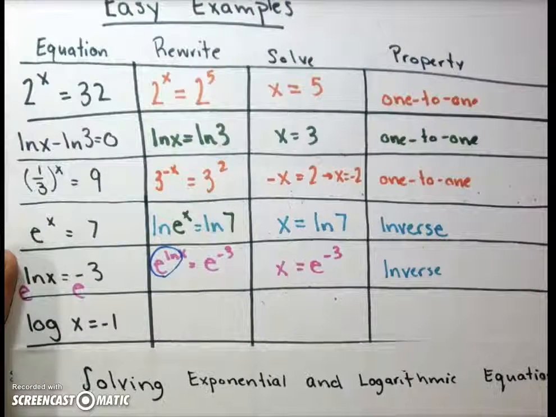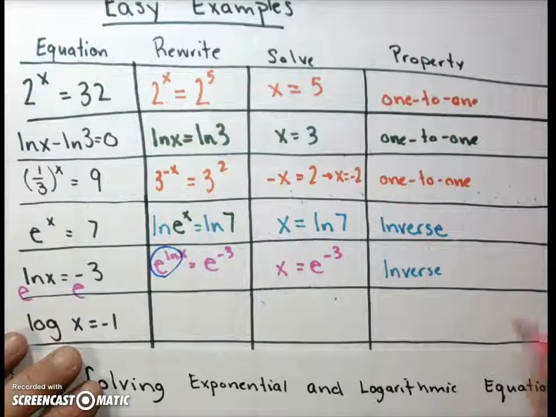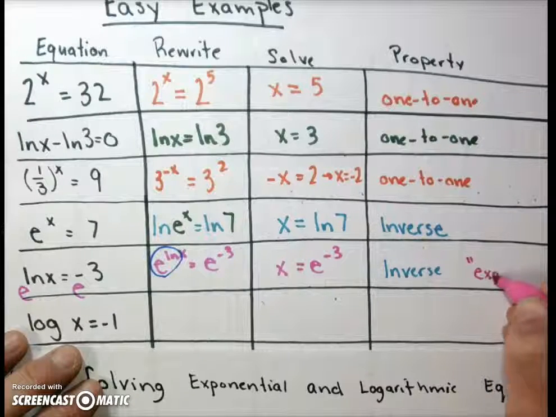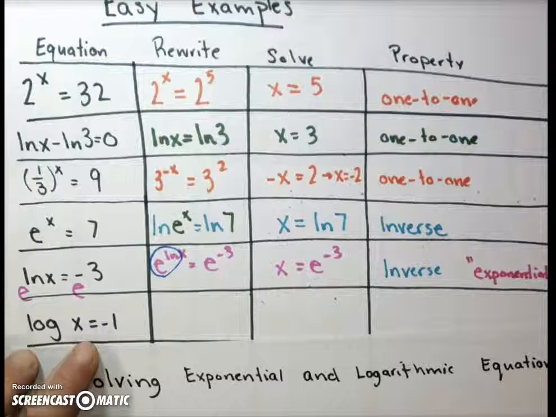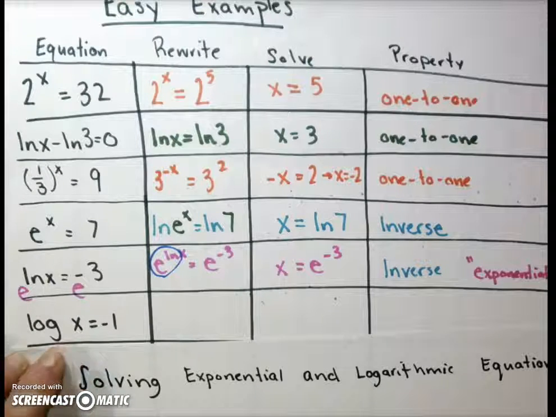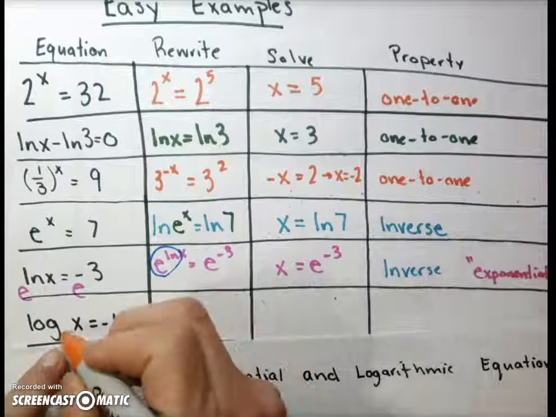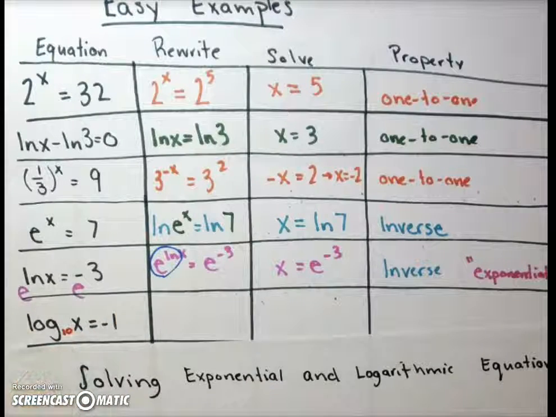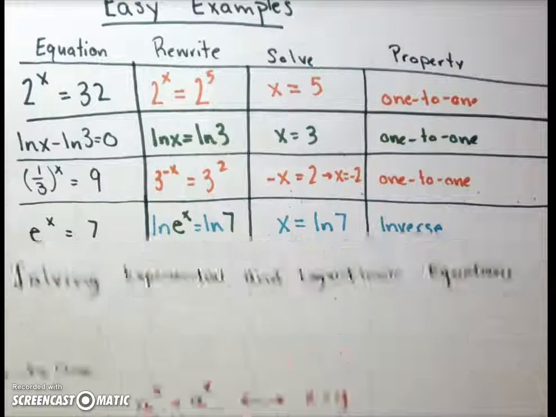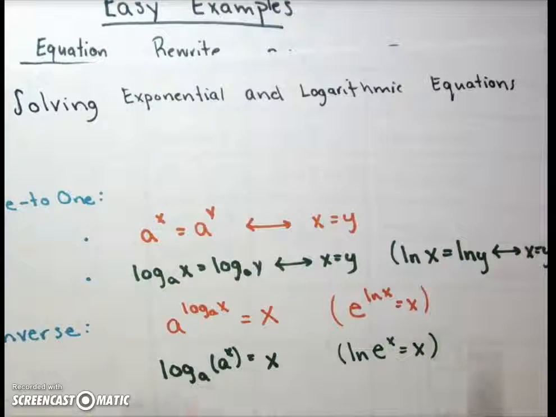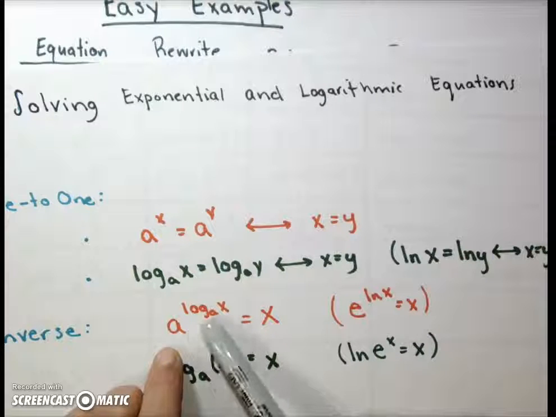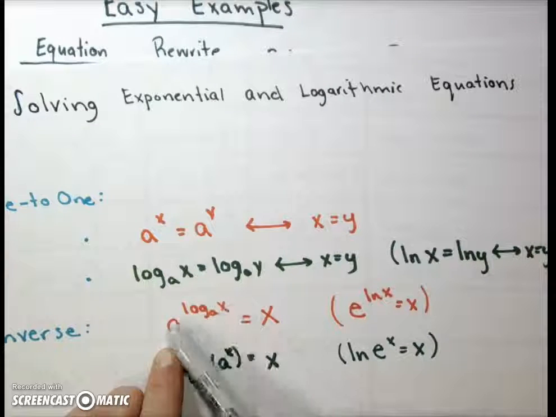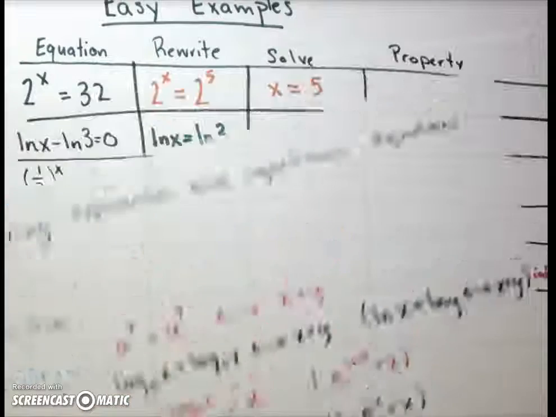So let's do another example with this property of exponentiation. Here I have log of x equals negative 1. You might remember that when I just write log, that means base 10. So in order for this exponentiation process to work, I need the base of the exponent to be the same as the base of the log so that the inverse property will apply and everything will cancel out.